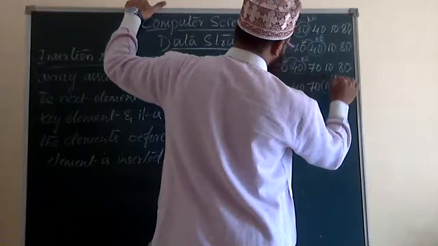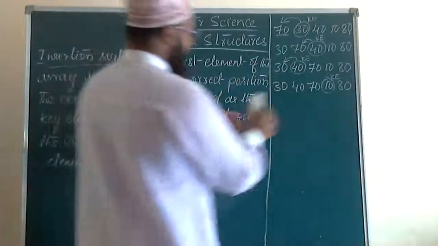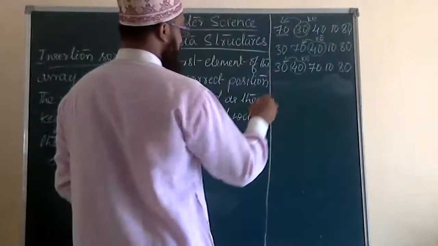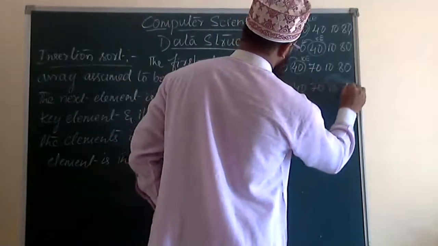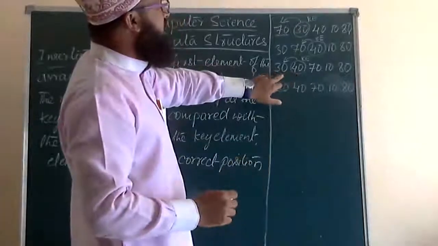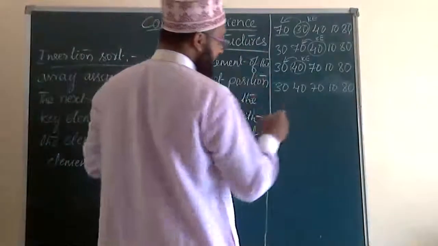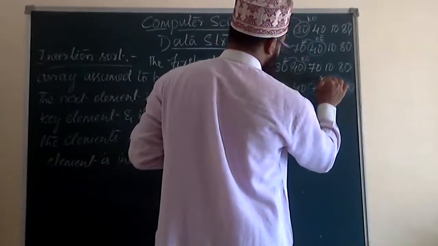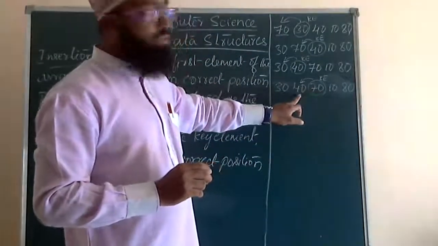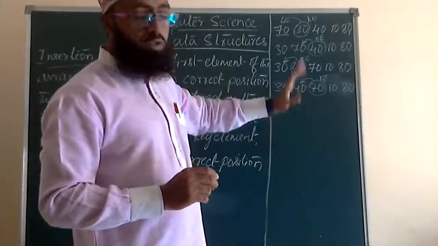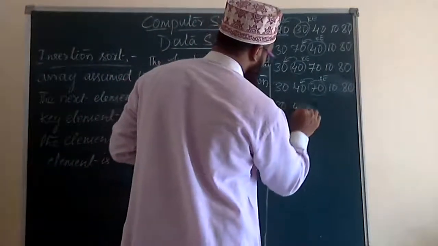Take 10 as the key element. For your reference, I will write one more step: 30, 40, 70, 10, 80. Look here, 40 is greater than 30. This is a bigger element than 30, so no changes will be there. It will stay as it is. Now take 70 as key element. It is compared with 40. Here also 70 is greater than 40, a bigger element than 40, so no changes will happen here. Now write down as it is.